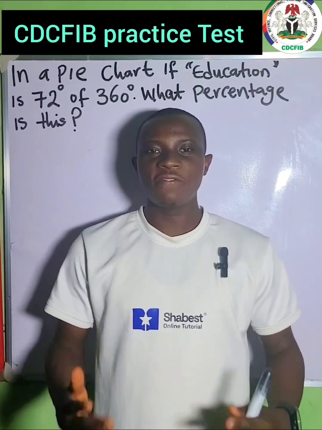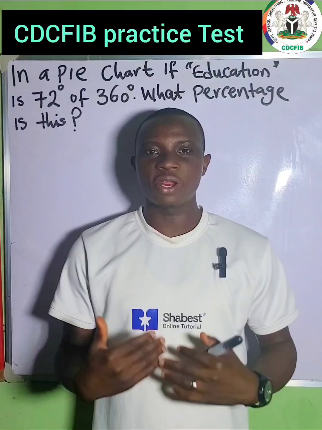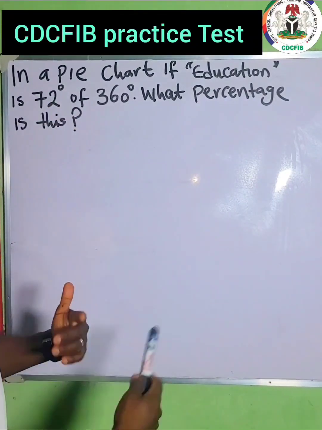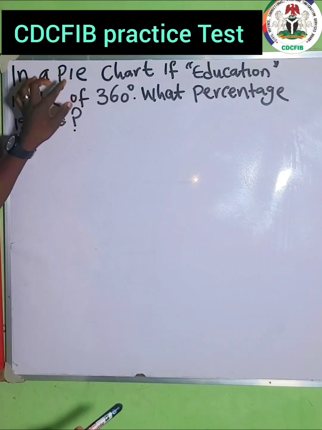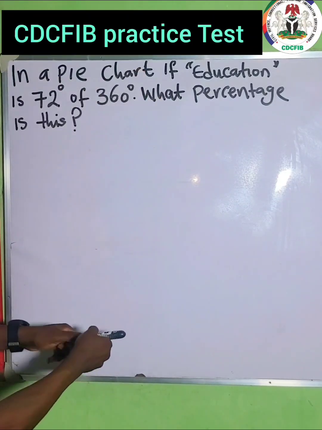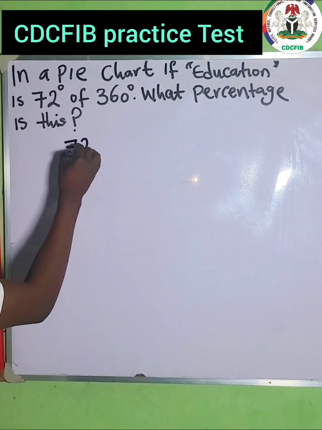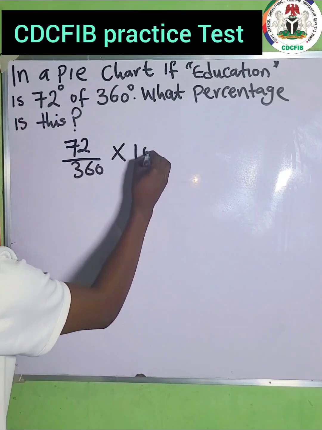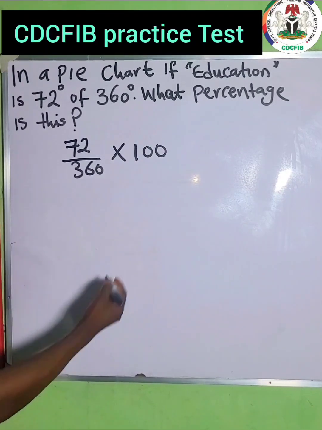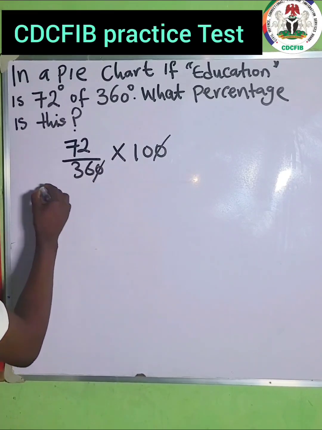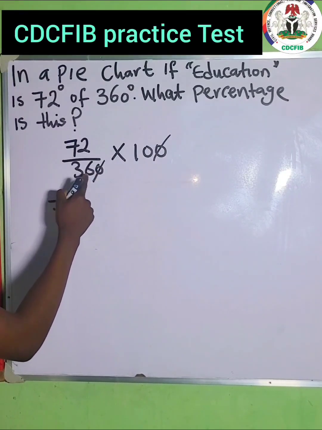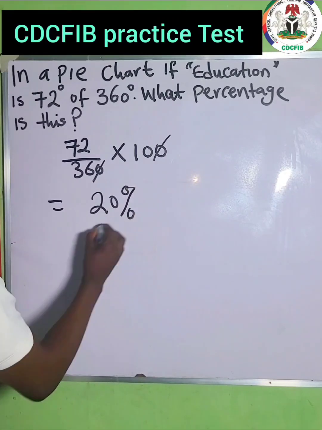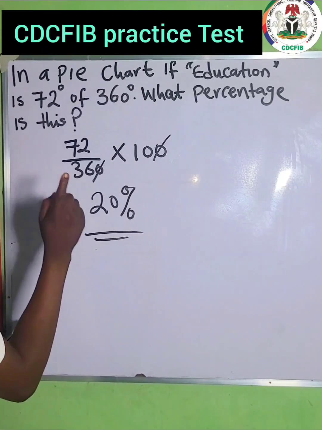In a pie chart, if education is 72 degrees of 360 degrees, then what percentage is this? Now, to calculate the percentage of 72 degrees of 360 degrees, all we're going to do is to divide 72 degrees by 360, then we multiply it by 100. Now we simplify. This 0 is going to cancel this 0. 72 divided by 36 is going to be 2. Then 2 multiplied by 10 is going to give us 20%. So therefore, the percentage is going to be 20%.